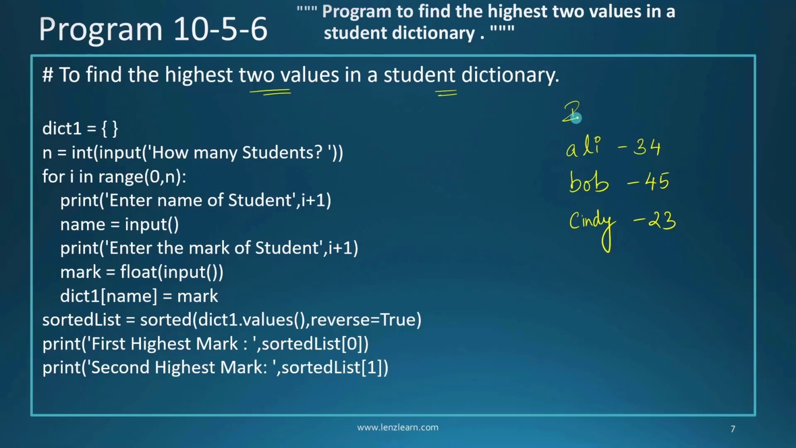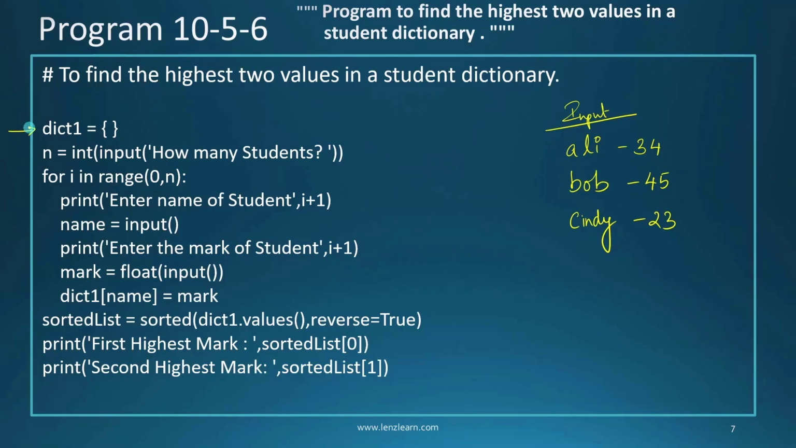So this is going to be our input. Okay, so we have 3 students' name, Ali, Bob and Cindy, with 3 marks inside it. And once you check, you can understand the highest mark is with Bob, 45, and next highest mark is with Ali, 34. So the result we are expecting is 45 and 34. So now let us see how this program does that.